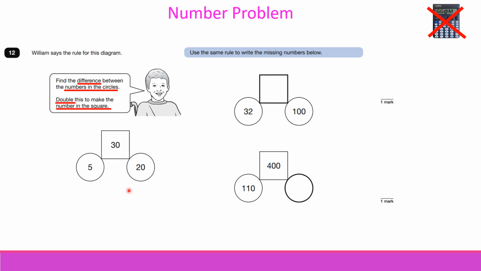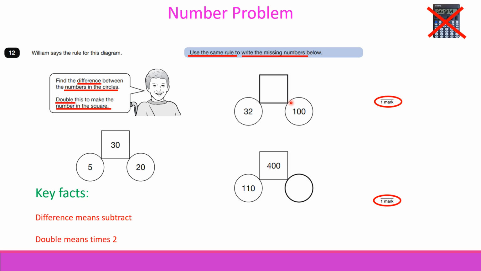So he's done an example here to show you how it works. You have now got to use the same rule and work out the missing numbers in the boxes. So in this square box here and in the circle down here, each answer will give you 1 mark for each correct answer. Now your key facts are that you need to know that the word difference means subtract and the word double means multiply by 2 or times by 2. Press pause, have a go at working out the answer, and then press play when you're ready to hear the answer.